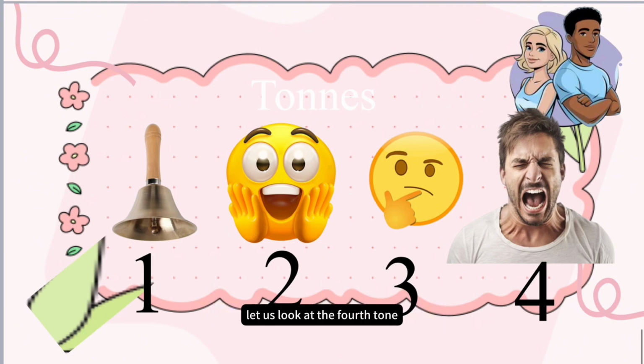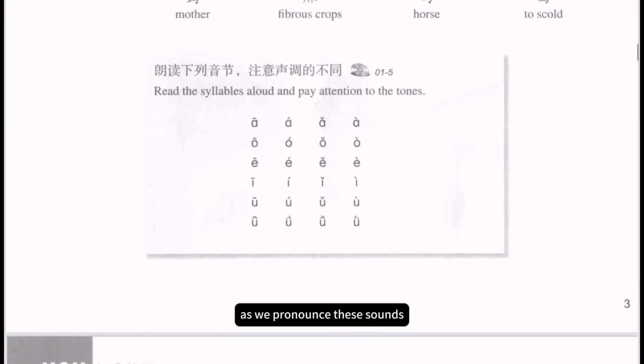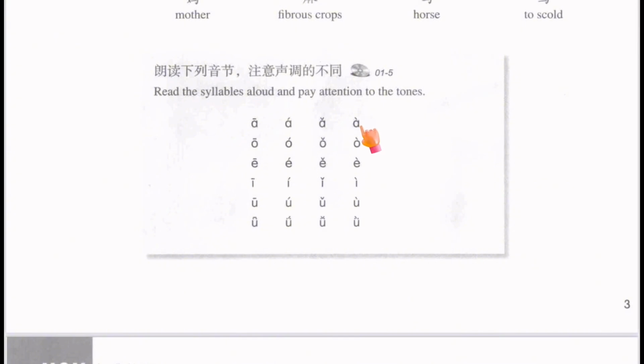Now let us look at the fourth tone, which is basically an angry Chinese person trying to shout at you. You had this assignment that you had to do by morning time. He called you again in the afternoon to remind you, and in the evening you're telling him you haven't even started it yet. How do you think he will react? Ah! Very good. Now let us think of that angry tone as we pronounce these sounds.